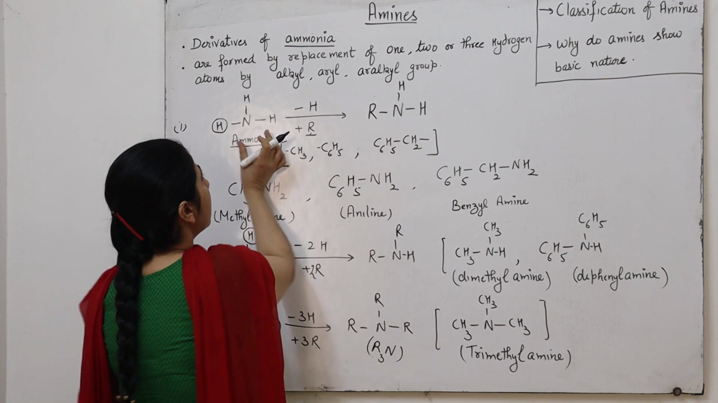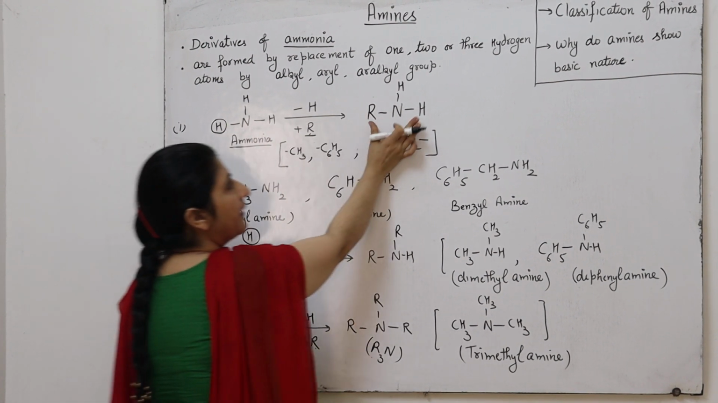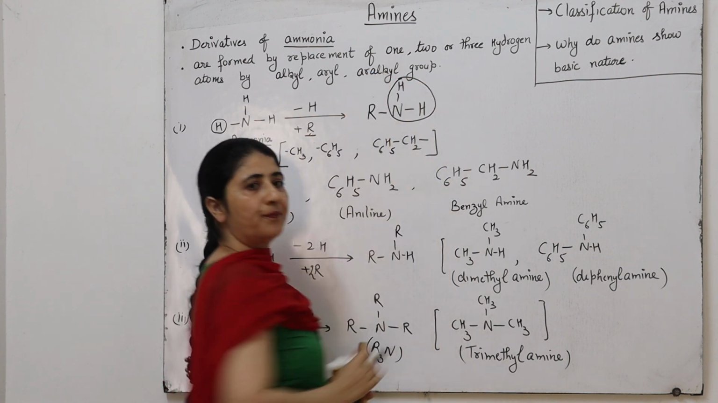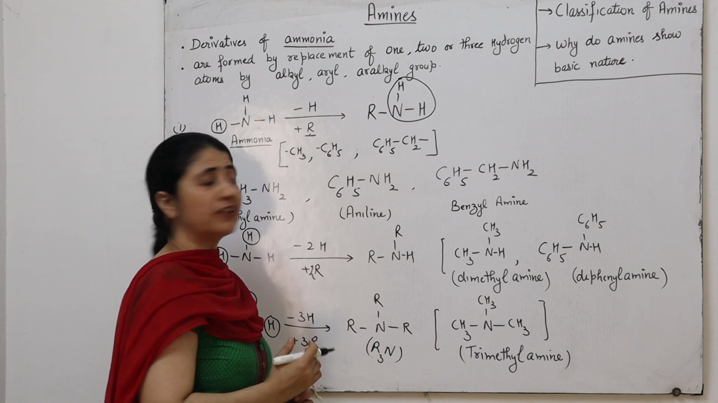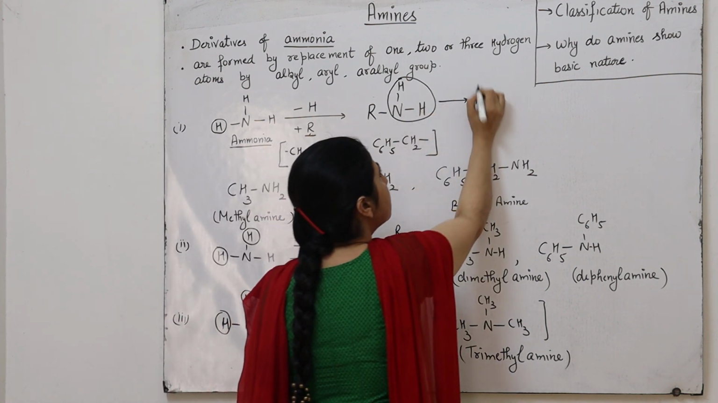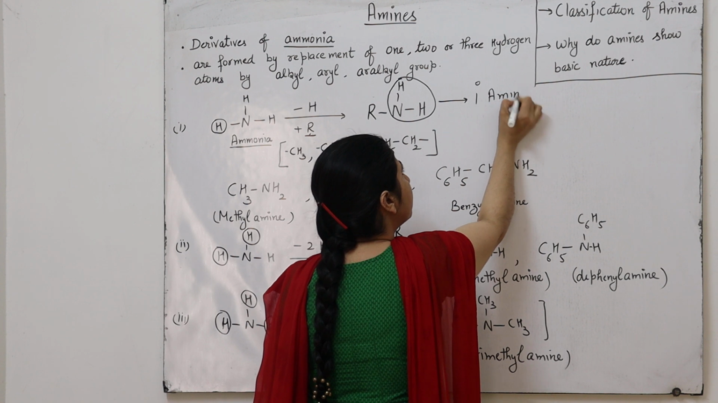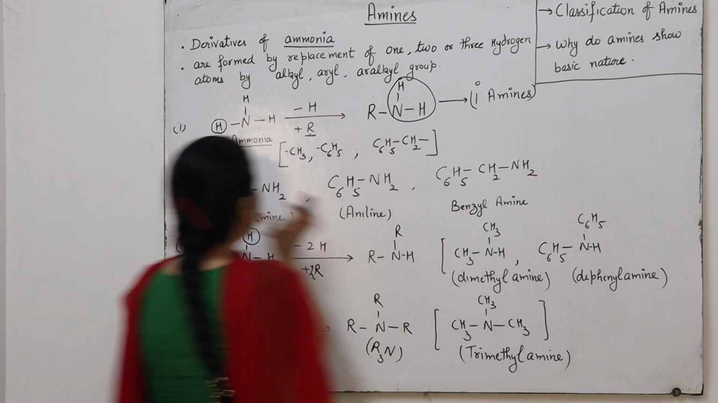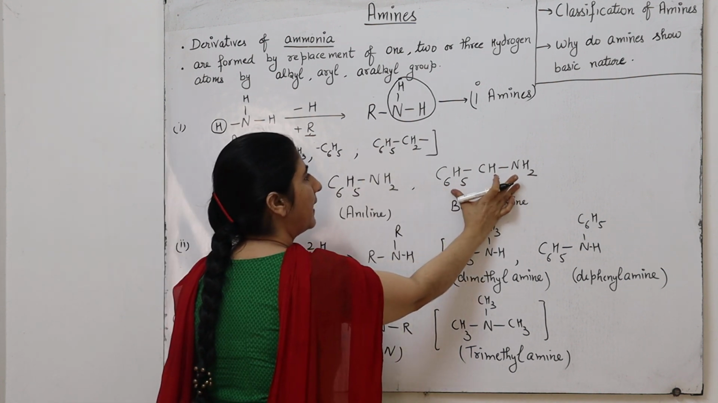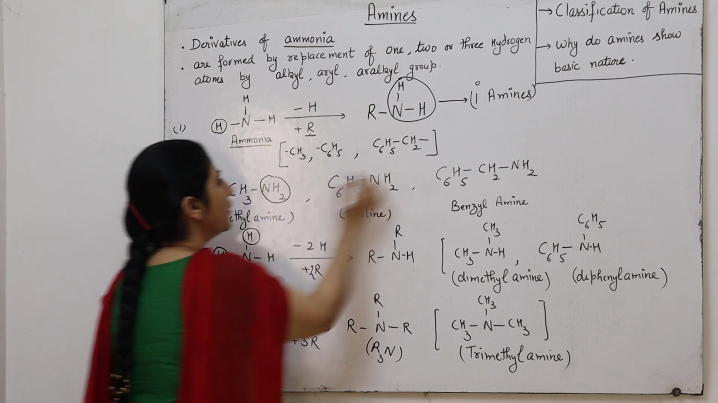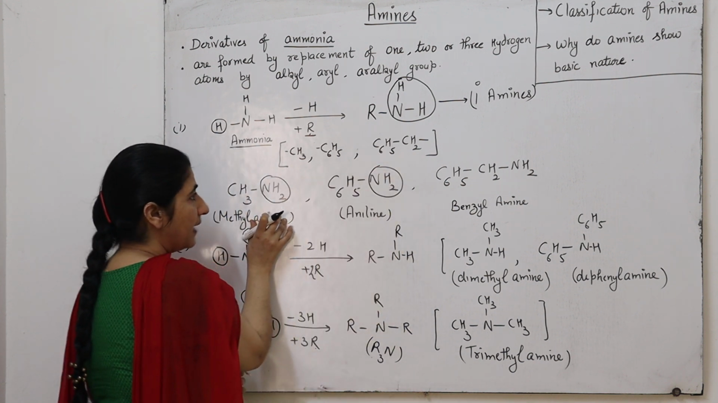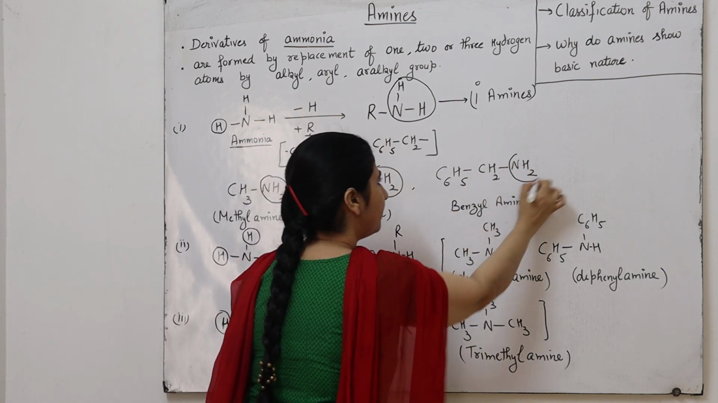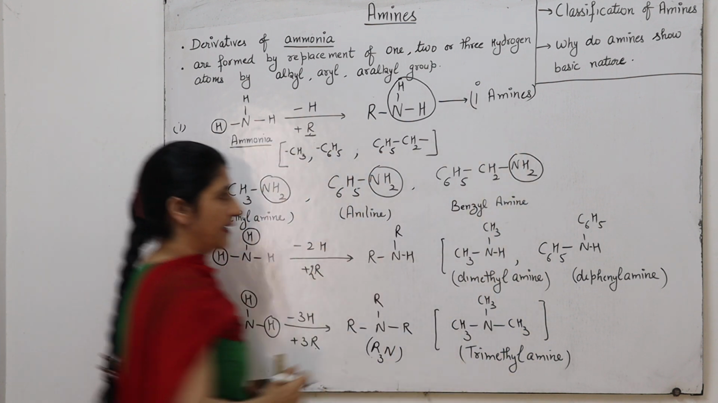Number one, if we replace 1 hydrogen, we get a compound having the functional group NH2. Amines having the NH2 functional group are known as primary amines. These are examples of primary amines having the functional group NH2. It may be an alkyl amine or an aryl amine. So these are examples of primary amines.